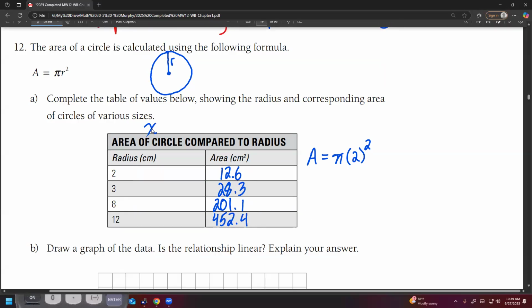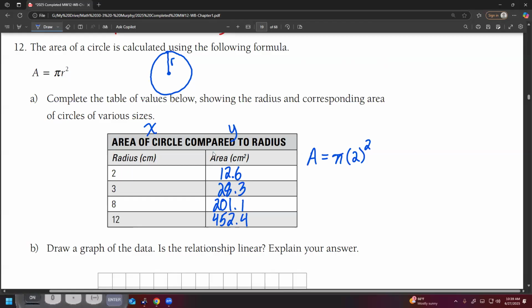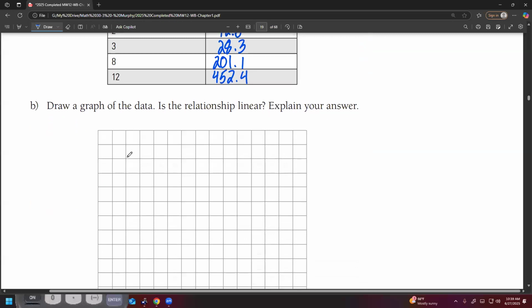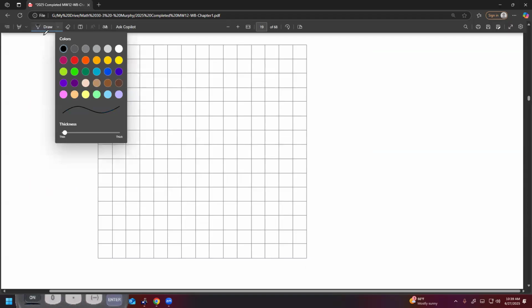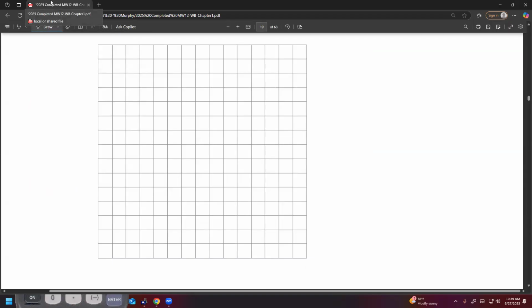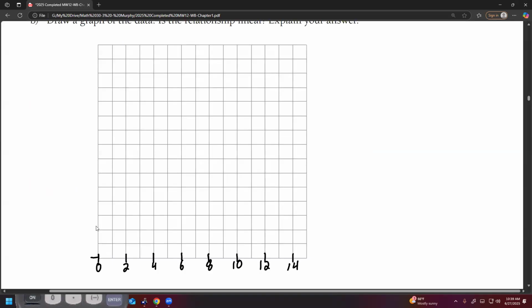Okay, so this is going to be our independent. This is our dependent because the area of a circle is dependent on the radius. Okay, so we're going to make another table. 0, 2, 4, 6, 8, 10, 12, 14. And the area, I went every 2 blocks is 80.